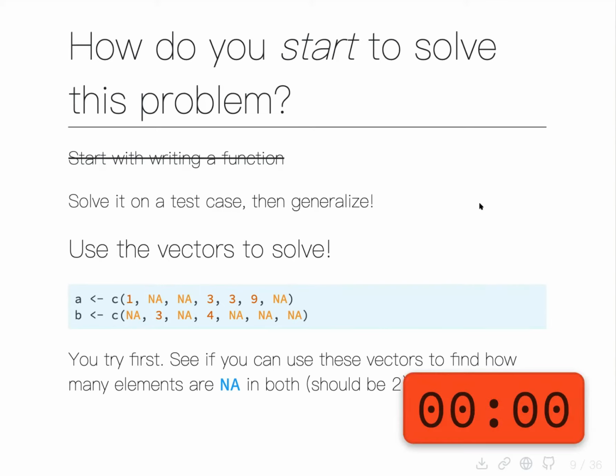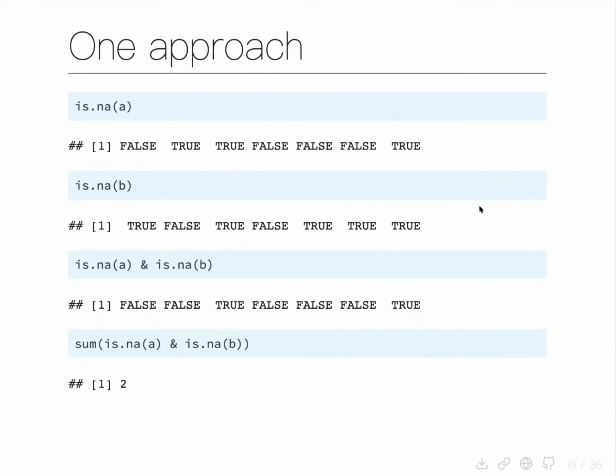All right, good job. This is how I would do it, right? So I said is.na for A, and that gives me a logical vector. is.na for B, that gives me a logical vector. And so what I'm going to do is just say is.na for A and is.na for B. And then I get this, okay? And then the final step is just to sum that. And when we sum, right, these logicals are being coerced to numeric, where FALSEs go to 0 and TRUEs go to 1. So we end up with 2. Is that how you did it?